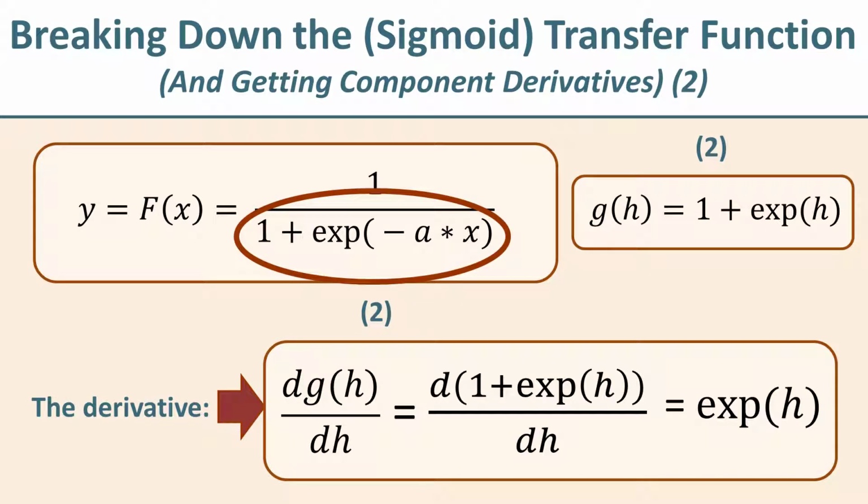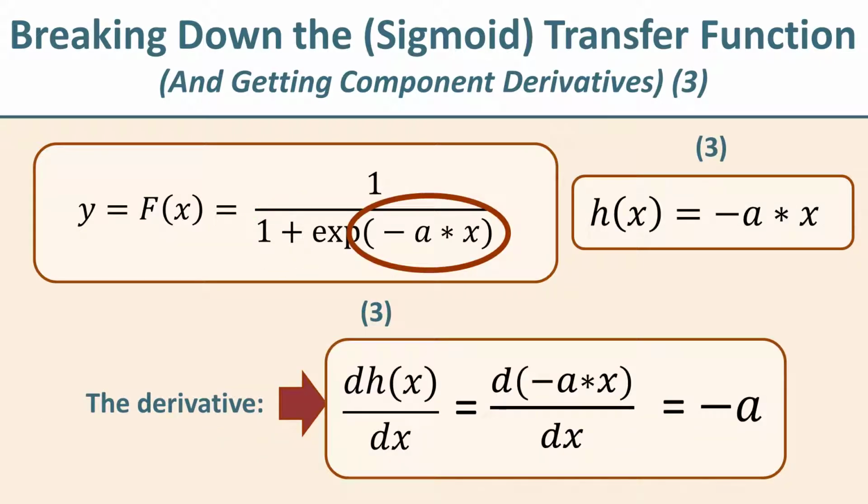In our next step, we take a look at that function that was actually in the denominator earlier, and it's 1 plus e to something. We're calling that something h. So the derivative of 1 plus e to the h is simply e to the h, because the scalar term of 1 drops out, and the derivative of e to the h with respect to h is e to the h. The derivative of the exponential function has that wonderfully unique characteristic as being the same as itself.